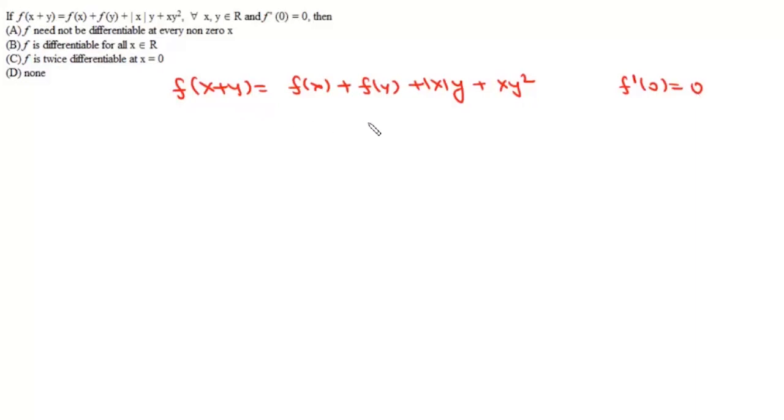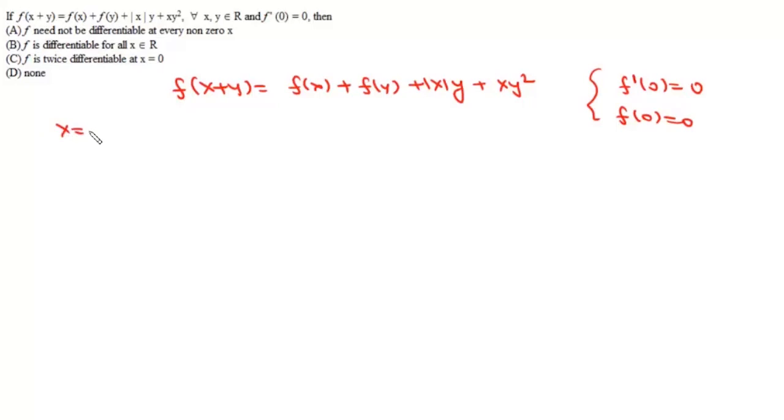Now the next question is, we are given this function which is defined as f(x+y) equal to f(x) plus f(y) plus mod x times y plus x y square for all x, y belongs to R, and it says f'(0) is 0. Now if we put x and y as both 0, we'll get f(0) as 0 as well. So at 0, f(x) is 0 and f'(x) is 0. Now at 0, this function is continuous as f'(0) exists. So we'll check its continuity at any general point.